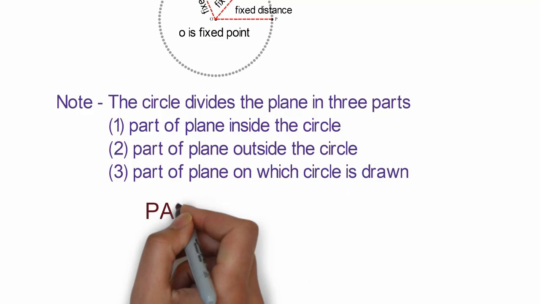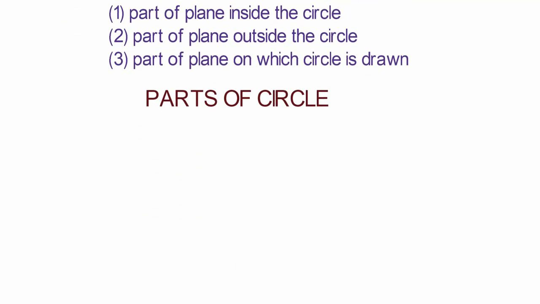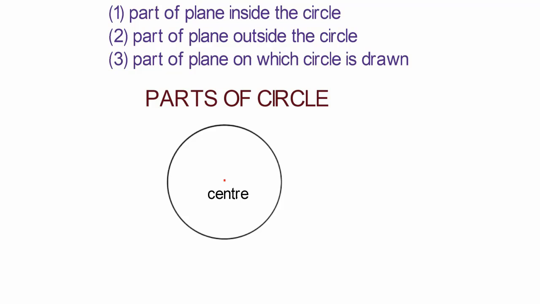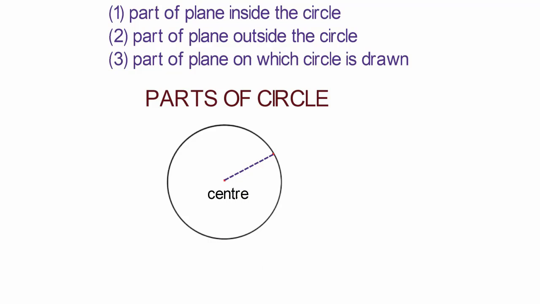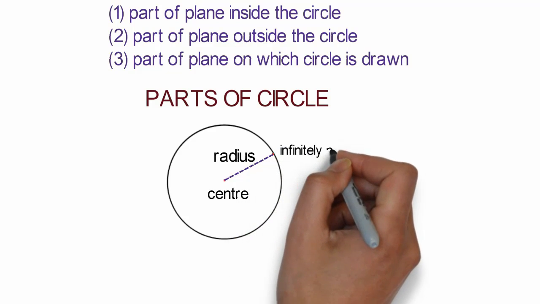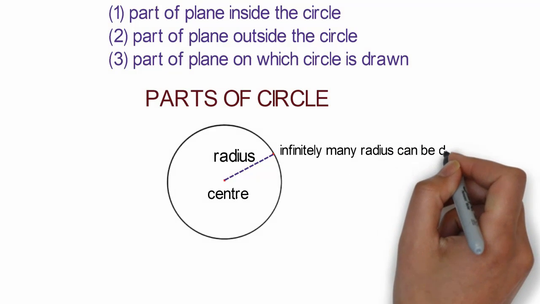Come to the parts of a circle. Let us understand it through the figure. This is a circle and a point inside it. This point is called the center. This is the fixed point. Let us take a point on the circle and join it. We get a line segment. This is a radius. Infinitely many radii can be drawn.